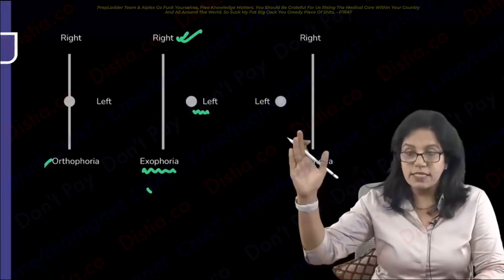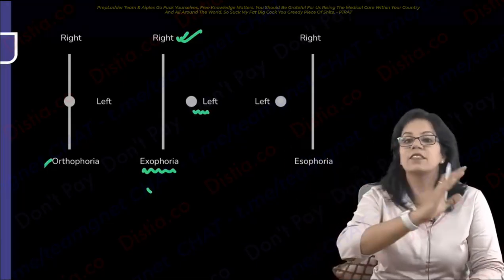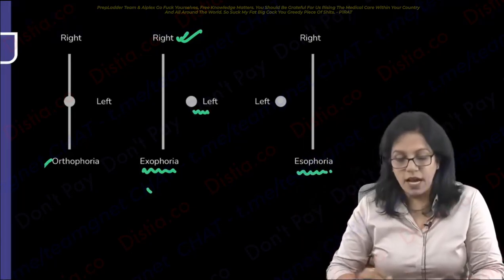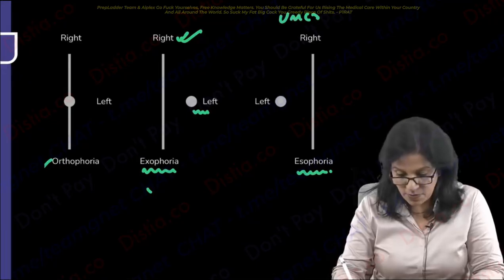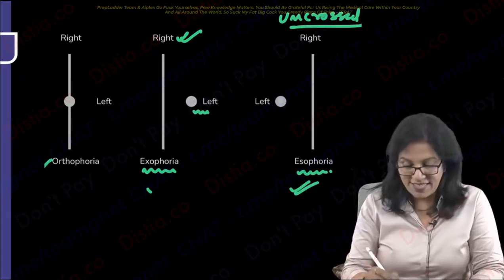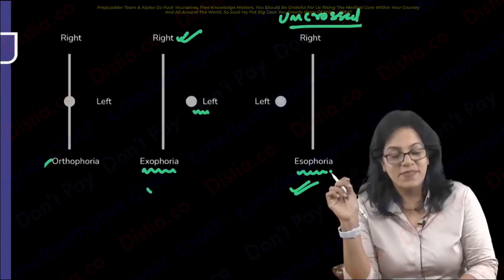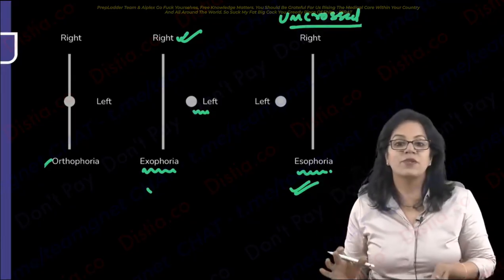But if the line of light is on the right side, towards the same side, and the spot of light is here, that means uncrossed. This is an uncrossed diplopia. Uncrossed diplopia means it's an esophoria. This is cross diplopia, this is exo. Okay? This is what the Maddox rod is.